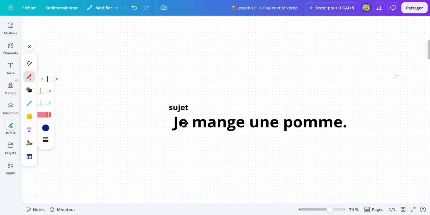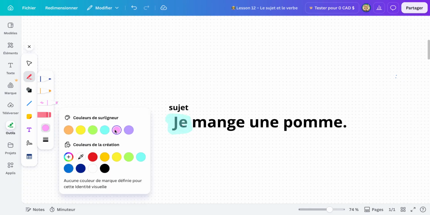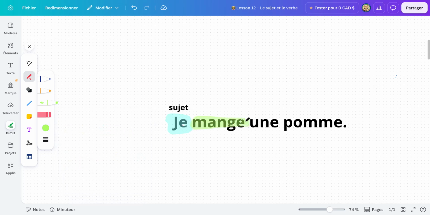Je mange une pomme. We start with finding the sujet. The sujet here is je, and then the verb is what action is happening. What is he doing? He's eating. Manger is the verb. Mange is the verb, but it's the verb manger.